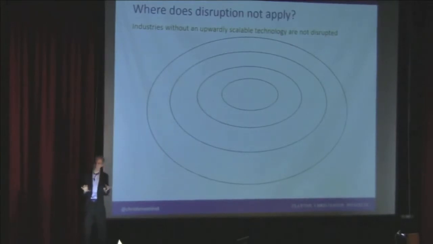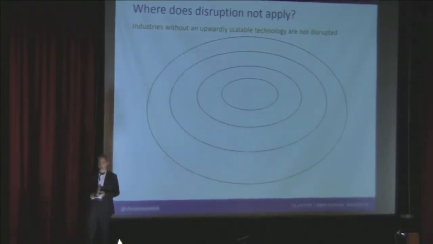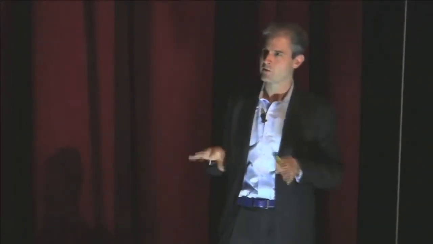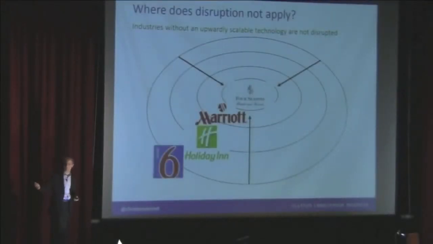Now, an interesting question as we come to education, and right before we come to education, is where does disruption not apply? And I want to be clear here that disruptive innovation is not like a universal thing that applies in every which circumstance. And I just want to call out one in particular here, which is that in industries that haven't had an upwardly scalable technology, you don't have disruptive innovation. Let me give you an example from the world of hotels until Airbnb came out a few years ago, okay? In that inner circle would have sat like the Four Seasons, right? Expensive, luxurious. The next rung out would have been something like Marriott. In the 1950s, out came Holiday Inn, and there was Motel 6, of course, right?